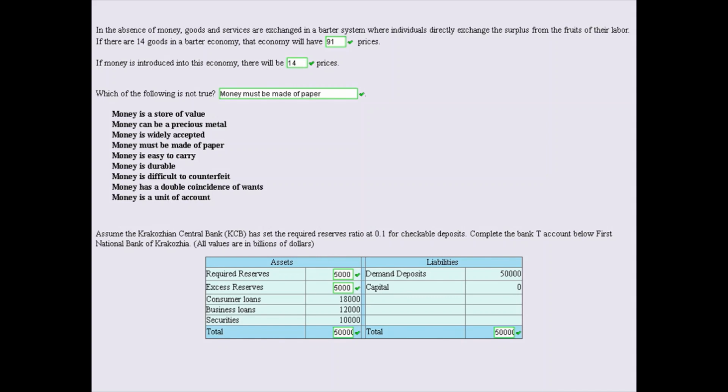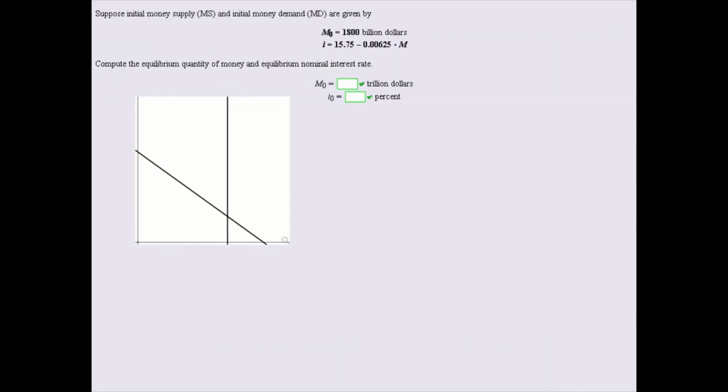Okay, so moving on into our tutorial. We have the quantity of money up here, $1,800 billion. Actually, these should be the same. Trillion, I got a mistake here. This should be billion and billion or trillion and trillion. So 1,800 billion. I'll fix that. I'll edit that out.